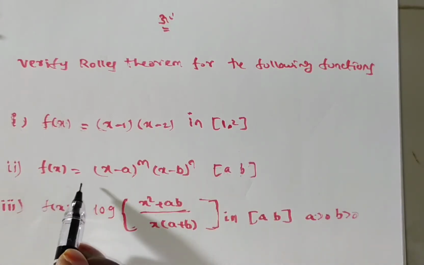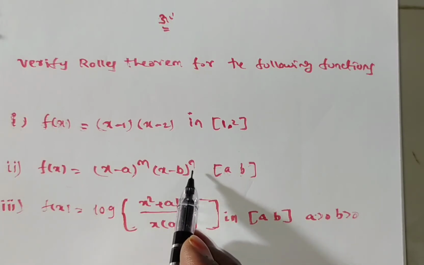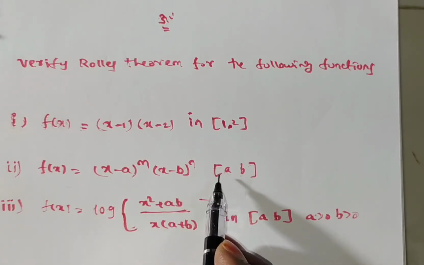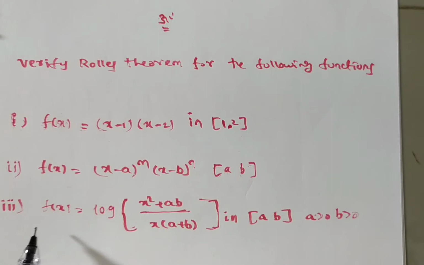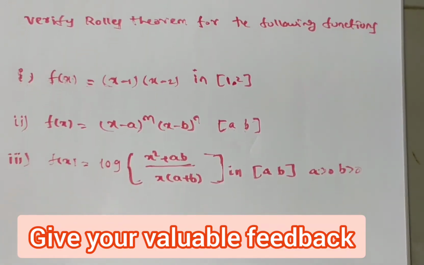The second problem is f of x is equal to (x minus a) to the power of m, (x minus b) to the power of n, in the closed interval [a, b]. And the third one is f of x is equal to log of (x squared plus ab) by (x into (a plus b)) in the closed interval [a, b], where a greater than 0 and b greater than 0. Because this is a logarithmic function, the domain is mentioned clearly, a greater than 0, b greater than 0. Now coming to the first problem.